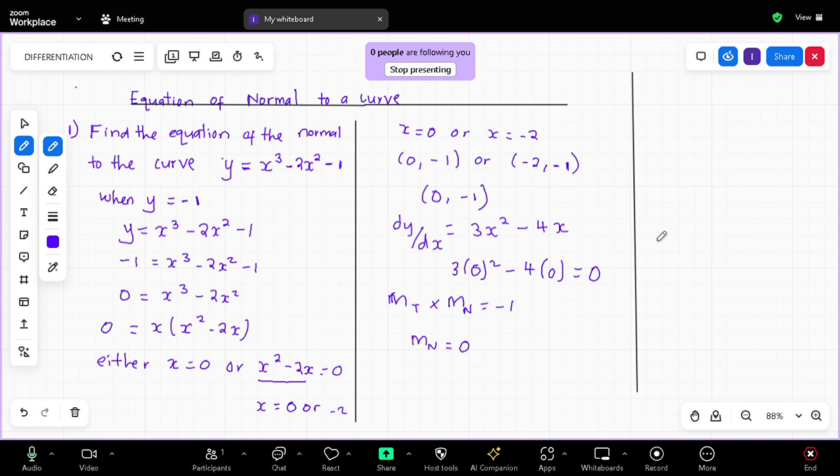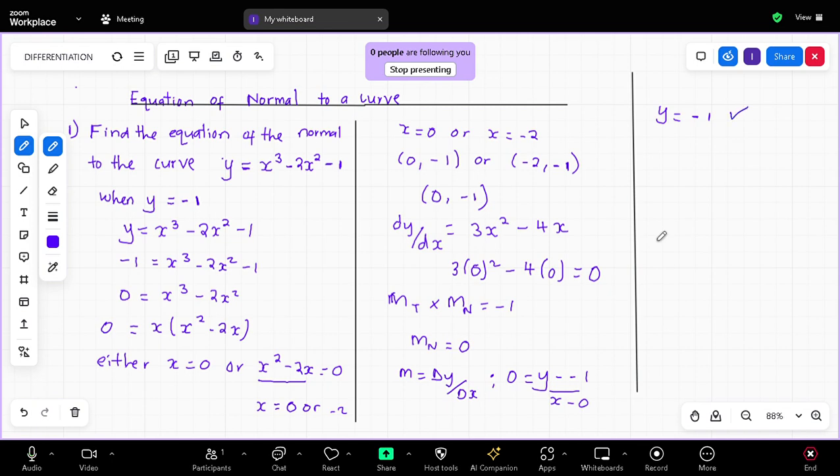Now, the gradient is equal to the change in y over the change in x. So the gradient 0 is equal to y minus -1 over x minus 0. The x coordinate is 0, so the equation becomes y equals -1, because when you cross multiply, x vanishes. So using the point (0, -1), you get the first answer.